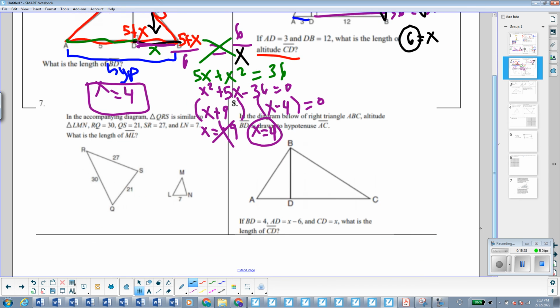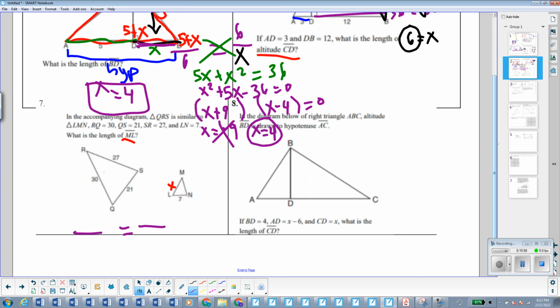Okay. In the accompanying diagram, both of the triangles are similar. We have a couple of measurements here, and we are finding the length of ML. So here's ML. I'm just going to label it with an x. Since the triangles are similar, we do know that the corresponding sides are in proportion. So I am going to set up a proportion to solve for the missing sides. So let me set up a proportion.